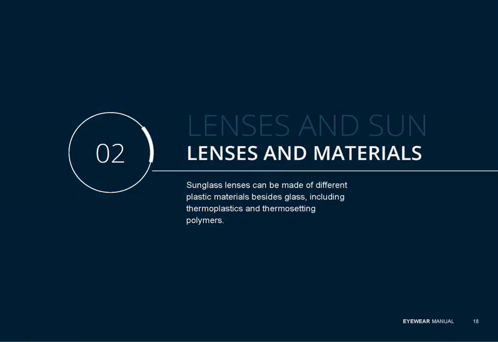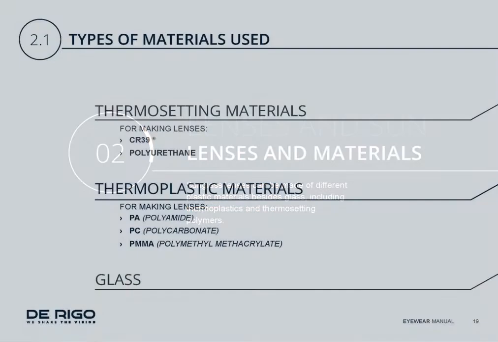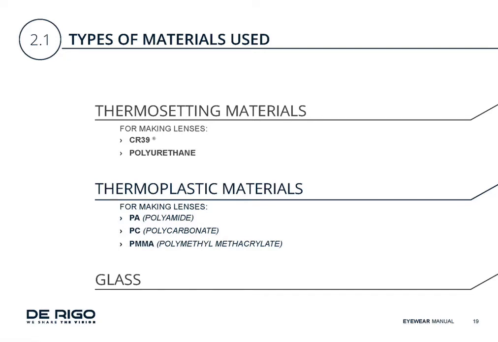Sunglass lenses can be made of different plastic materials besides glass, including thermoplastics and thermosetting polymers. The types of materials used: the thermosetting materials used for making lenses are CR39 and polyurethane. The thermoplastic materials used for making lenses are polyamide, polycarbonate, and polymethyl methacrylate. The other material used for making lenses is glass.